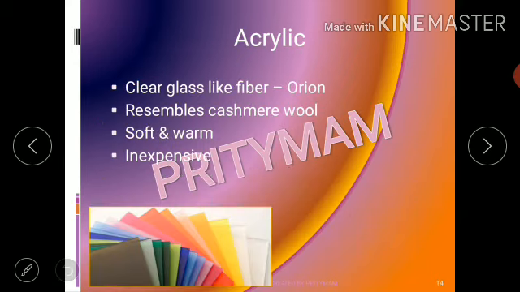Acrylic. Acrylic is a clear glass like fiber that was previously called Orlon. It resembles cashmere wool. It is soft and warm and is therefore used as an inexpensive substitute for natural wool.